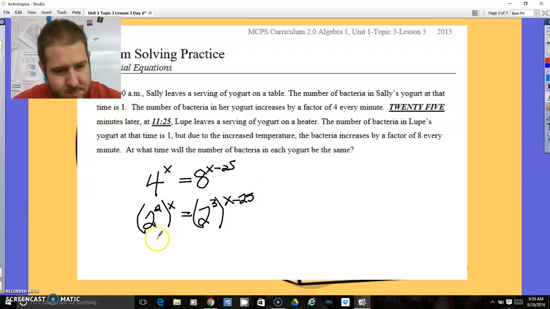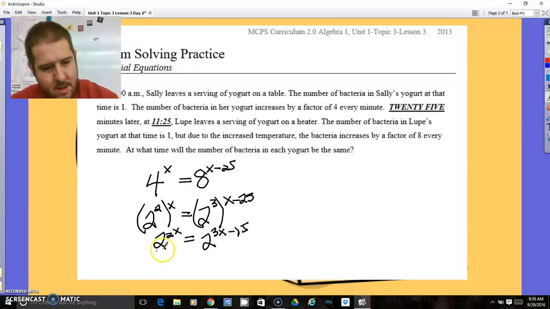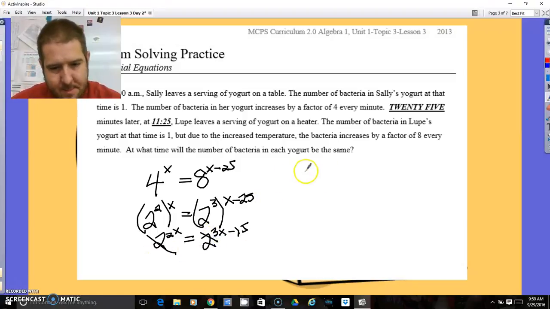Okay, so this becomes 2 to the 2x. And this becomes 2 to the 3x minus 75. All right, so now the bases are the same, so I can cancel them off. I'm going to continue over here. So we got 2x equals 3x minus 75.